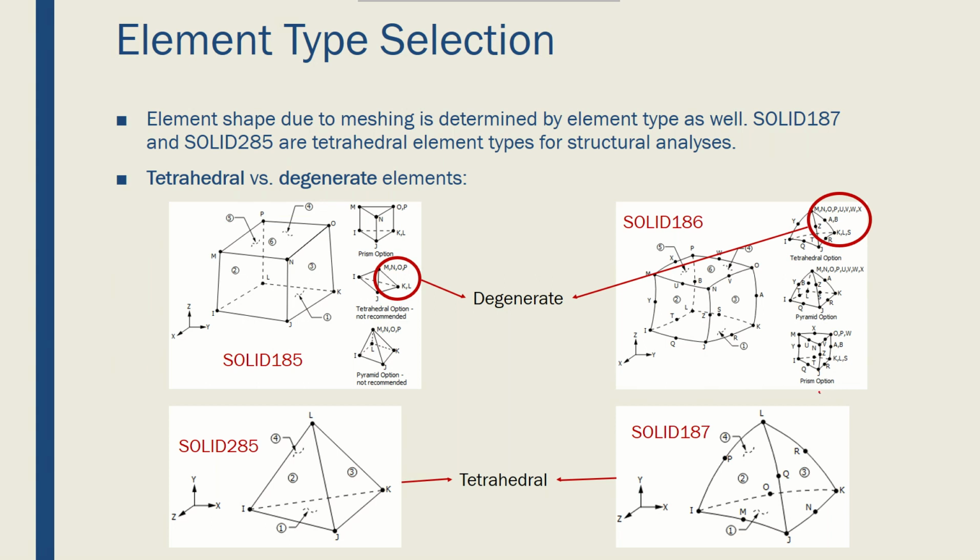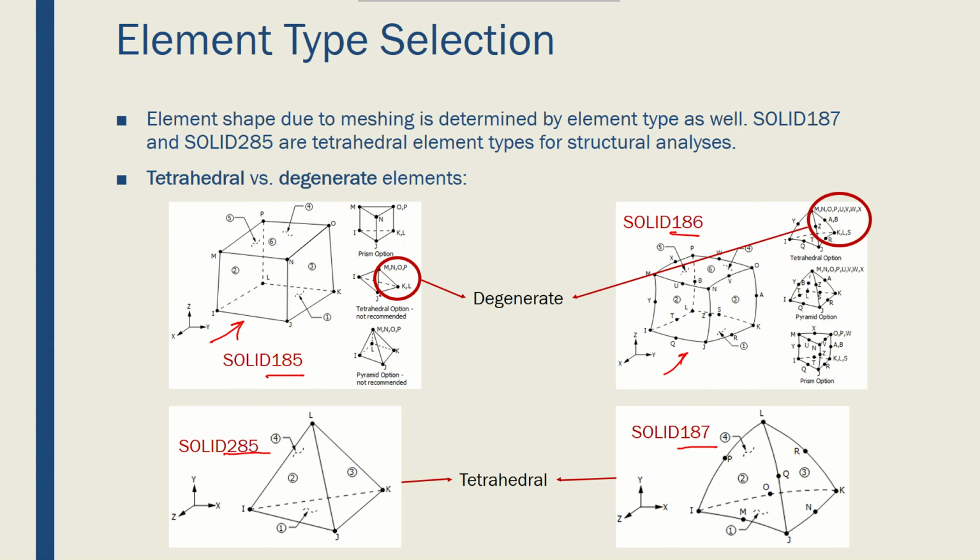Element types also have their element shapes for meshing. So I've shown four element types appropriate for structural analysis here: 185, 186, 285, and 187. 185 by default is a hexahedral element type, or element shape, with 8 nodes, and 186 is also a hexahedral element shape by default for meshing, whereas 285 and 187 are by default tetrahedral. They don't have any hexahedral element shapes. When the geometry of your solid model is not appropriate for hexahedral meshing, it's best to use tetrahedral element shapes.